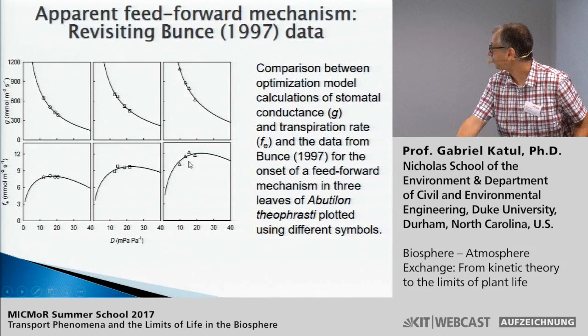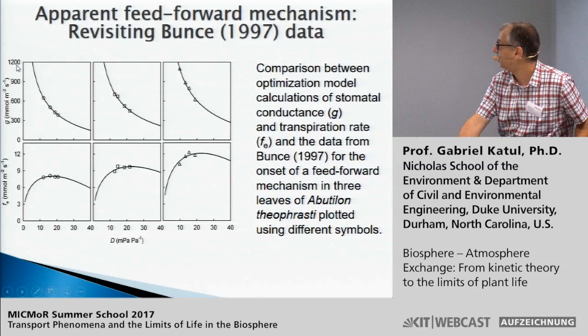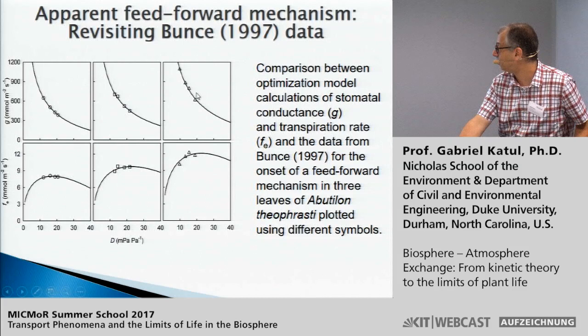For example, James Bunz in 1997 made the claim that the apparent feedforward mechanism is all a load of crap, basically. But he had some good points. If you look at the data sets, yes, stomatal conductance does drop with vapor pressure deficit. However, if you look at the transpiration rate as a function of vapor pressure deficit, you don't see much apparent feedforward mechanism. Now, if you use his data set to predict where this critical vapor pressure deficit is, it's hardly satisfied, in fact.